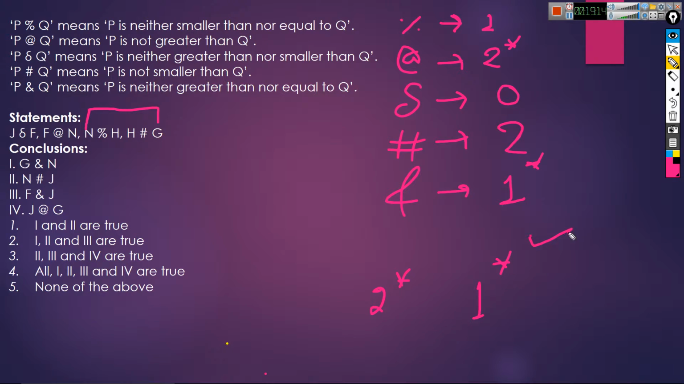So priority of 1 asterisk is high. So 1 asterisk means AND. It means G and N will be the conclusion. And G and N is given. So conclusion 1 is right.